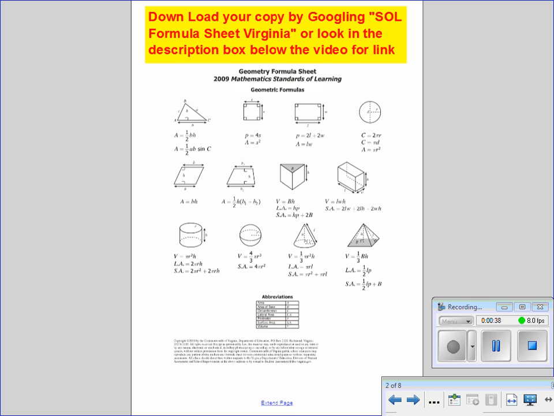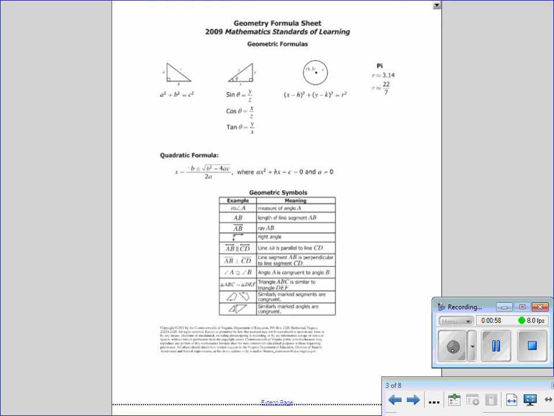If you look down in the description box just below this video, I have a link for it, or simply you can go to Google and type in SOL formula sheet Virginia, and it'll probably be the very first selection. All right, look for the one that's a PDF. It's 2 pages long. There's the next sheet. Making yourself familiar with where stuff is before the test will be very helpful, okay? Also, it'll be helpful for you as you go through this particular unit.